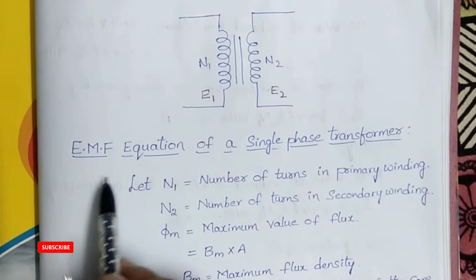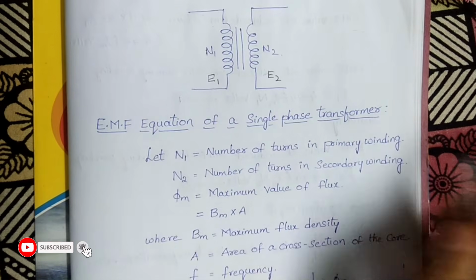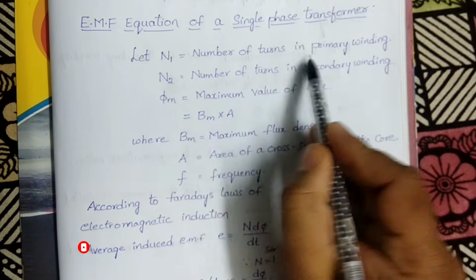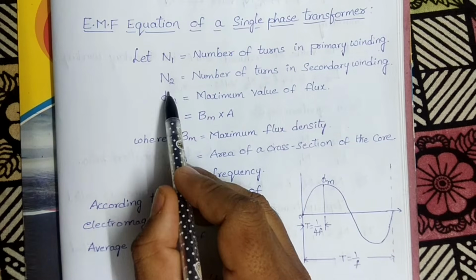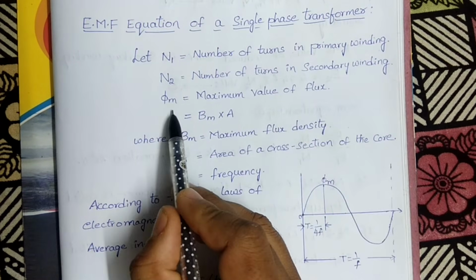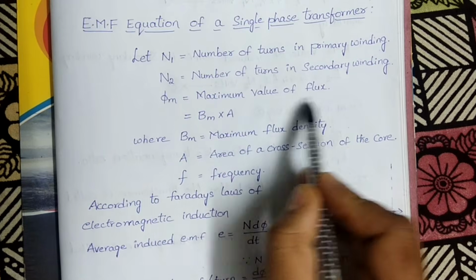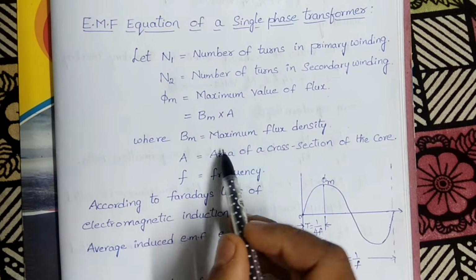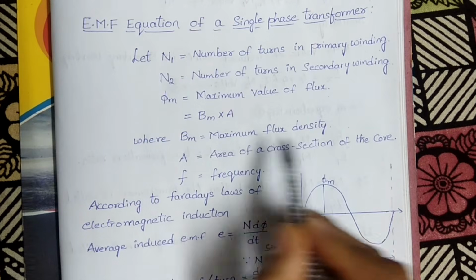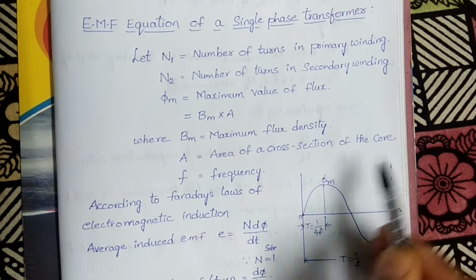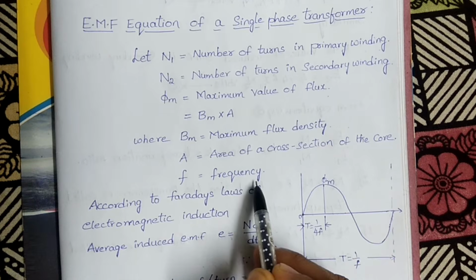This is the EMF equation of a single phase transformer. Let N1 equal the number of turns in the primary winding, N2 equal the number of turns in the secondary winding, and phi m equal the maximum value of flux, which equals Bm into A, where Bm is the maximum flux density and A is the area of cross section of the core, and f is the frequency.